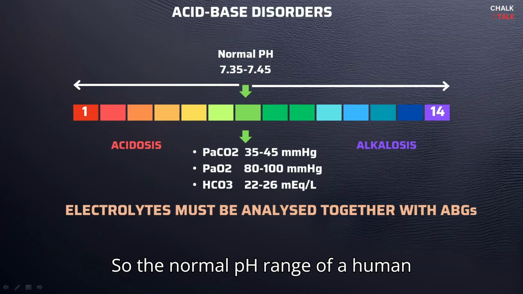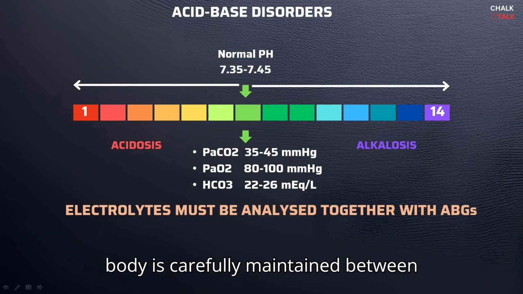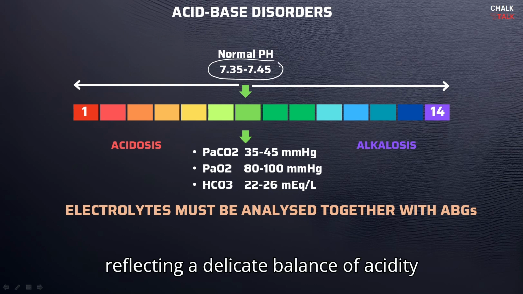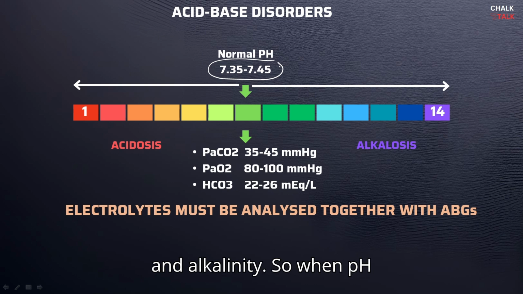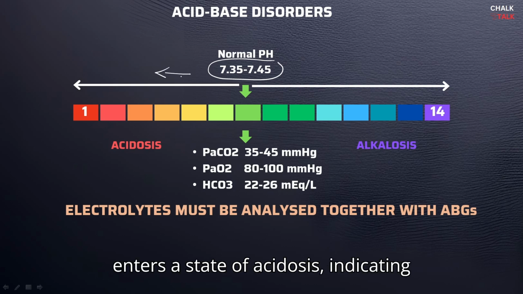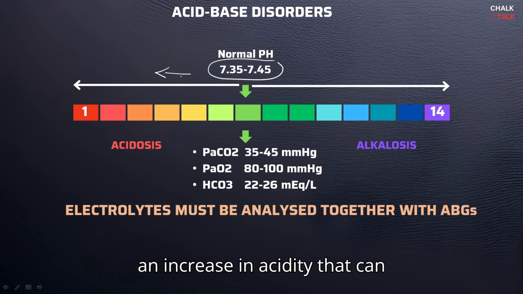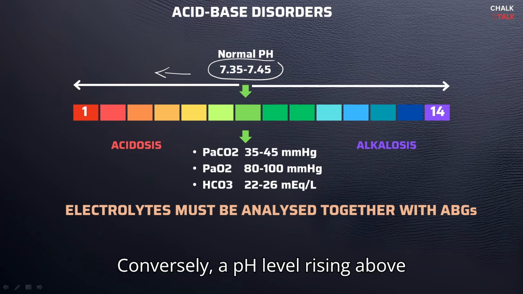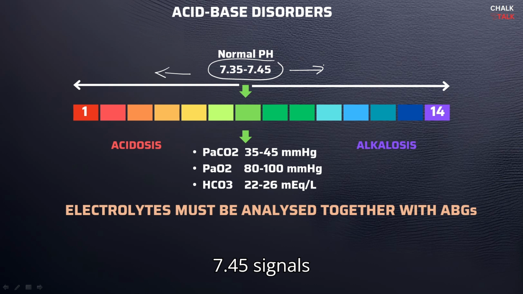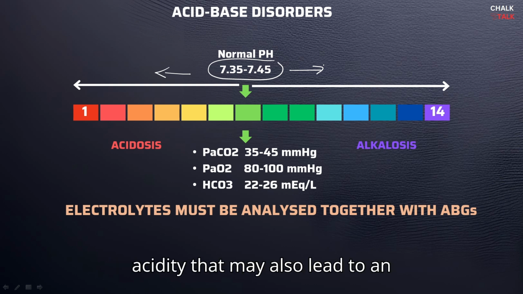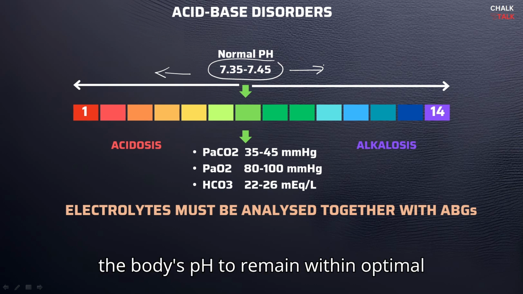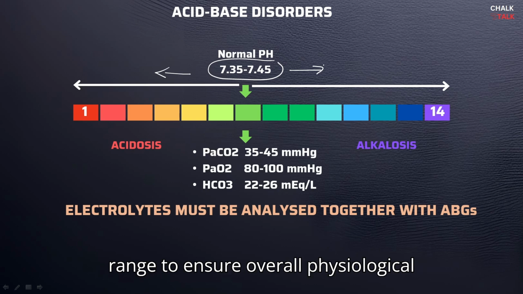So the normal pH range of a human body is carefully maintained between 7.35 and 7.45, reflecting a delicate balance of acidity and alkalinity. When pH drops below 7.35, the body enters a state of acidosis, indicating an increase in acidity that can disrupt normal physiological functions. Conversely, a pH level rising above 7.45 signals alkalosis, also suggesting a decrease in acidity that may also lead to an imbalance. So it is very essential for the body's pH to remain within optimal range to ensure overall physiological functions.